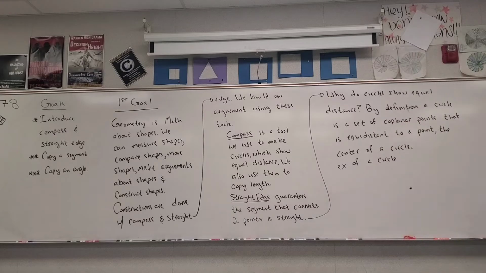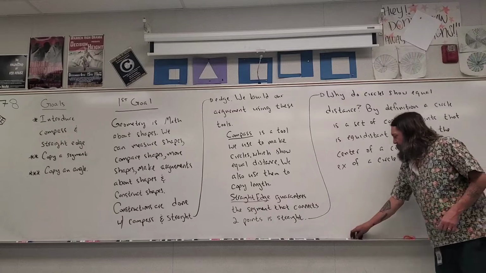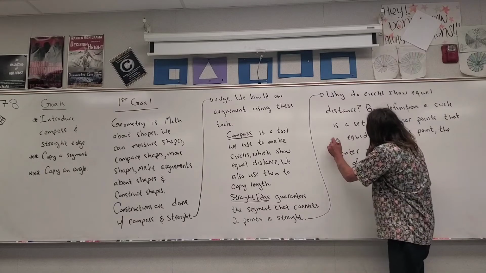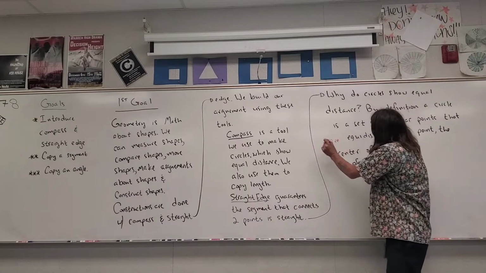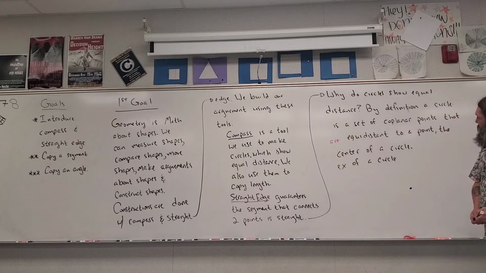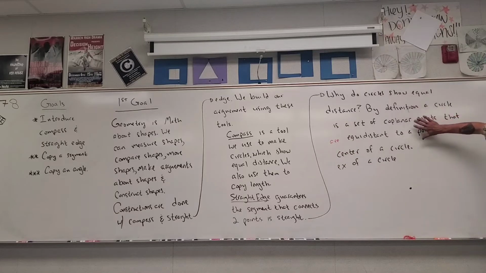Why do circles show equal distance? Well, by definition, a circle is a set of coplanar points that are equal distance to a point. The center of the circle, that's the point that all the points are equal distance to, is the center point.